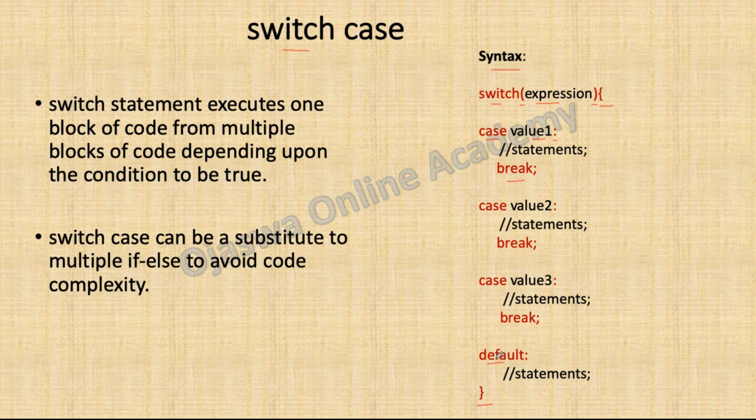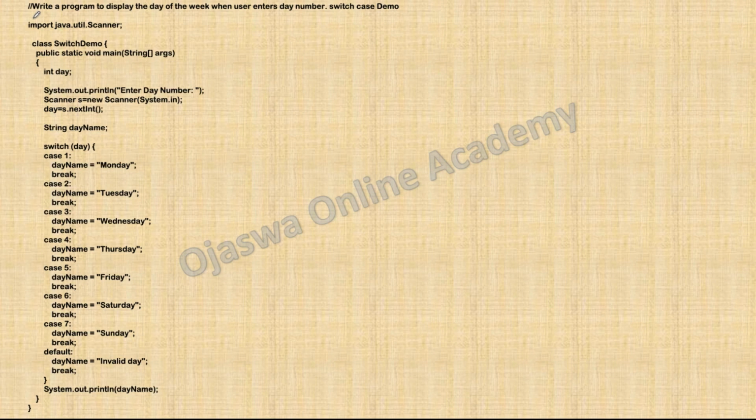Let us understand this with the help of a program. In this program, we are accepting day number from the user and displaying the corresponding day. For example, if user enters 1, program displays Monday. If user enters 2, program displays Tuesday. Like this, we need to check 7 conditions for 7 days plus one more condition if the day number is invalid. So let us start the execution.